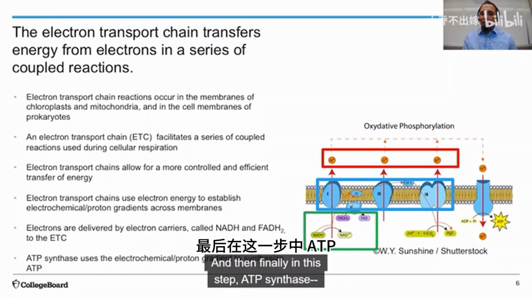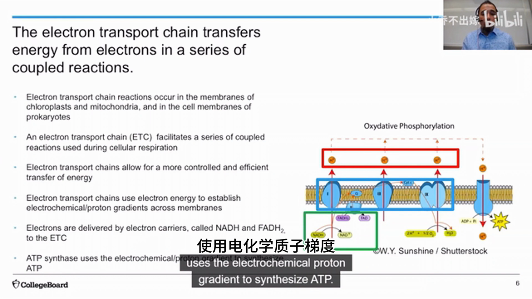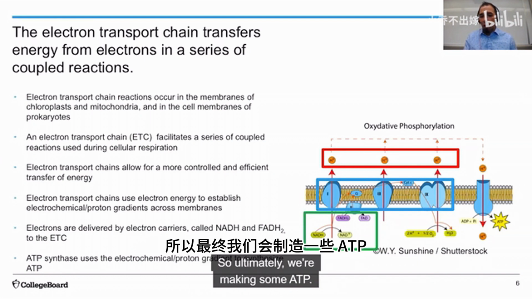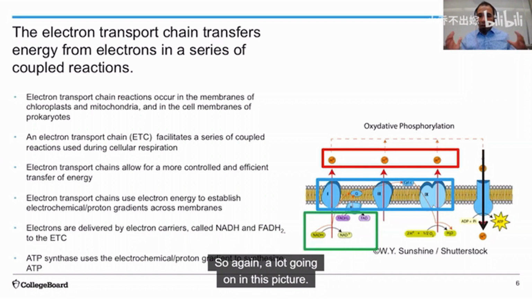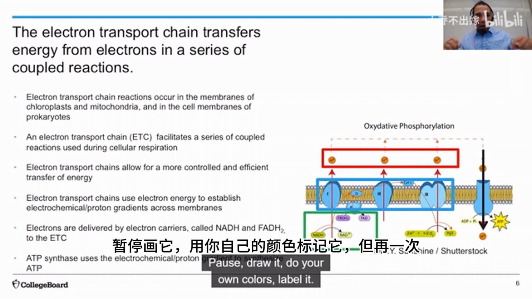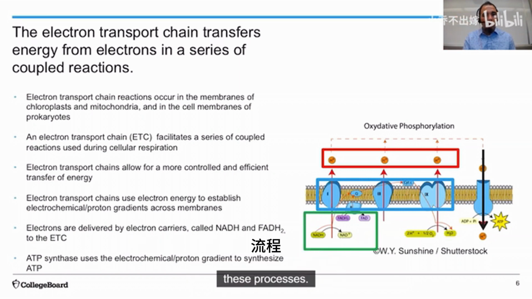Finally, in this step, ATP synthase, again, that enzyme, we know it's an enzyme because it ends in -ase, uses the electrochemical proton gradient to synthesize ATP. So ultimately, we're making some ATP. Again, a lot going on in this picture. Pause, draw it, do your own colors, label it. I think we learn really well from drawing out these processes.